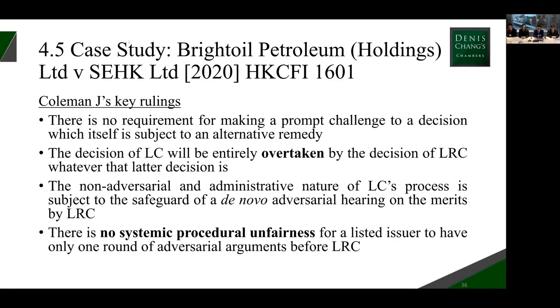So that's the second chance you have, and if all these fail, the last remedy you have is judicial review against the decision of the listing review committee and possibly against the listing committee. For that, you will need to see whether there's any procedural irregularity, or as Anson mentioned, whether there's any irrationality or illegality. So that concludes our talk, and I understand that for CPD purposes, we are supposed to give you a quiz. So I'll give that to you now.